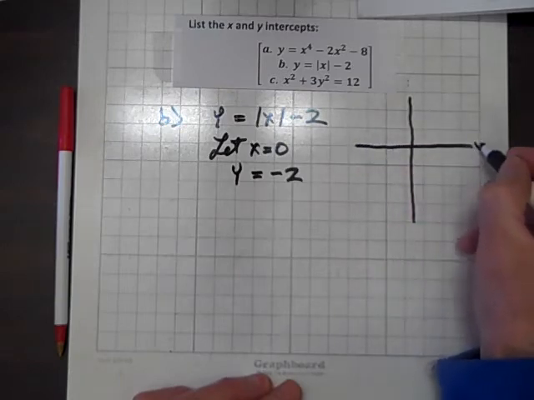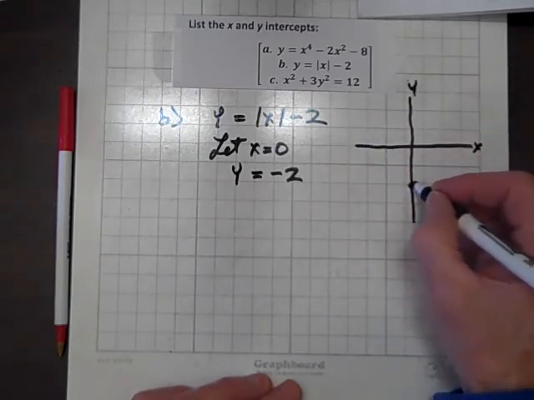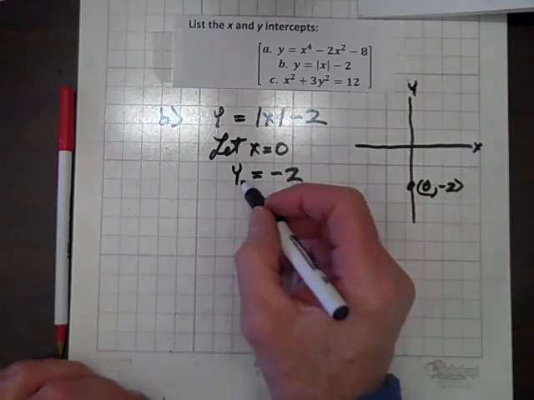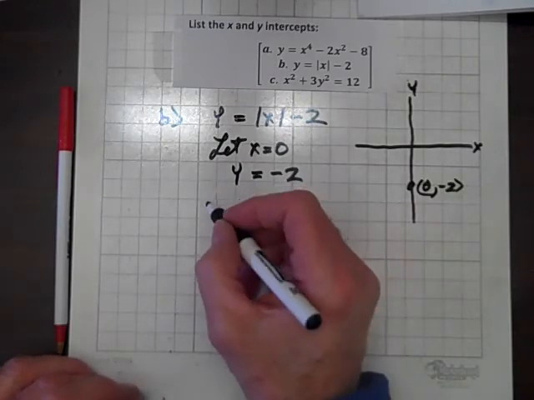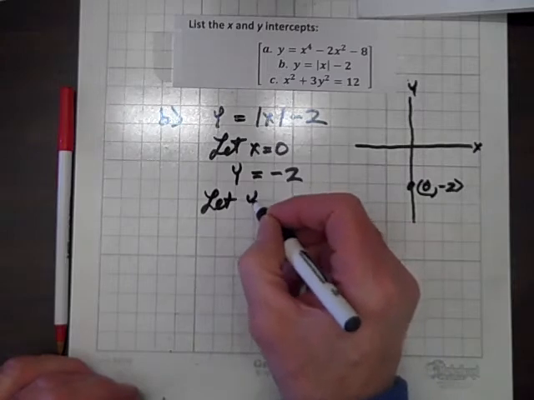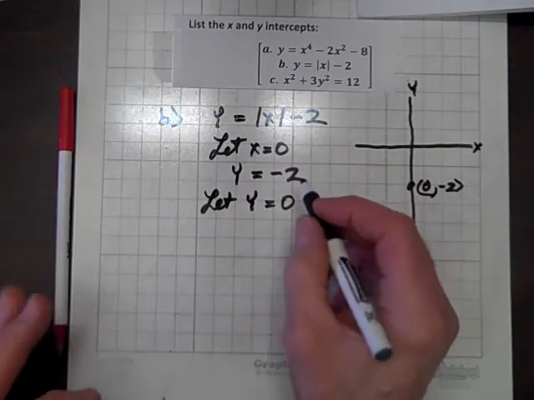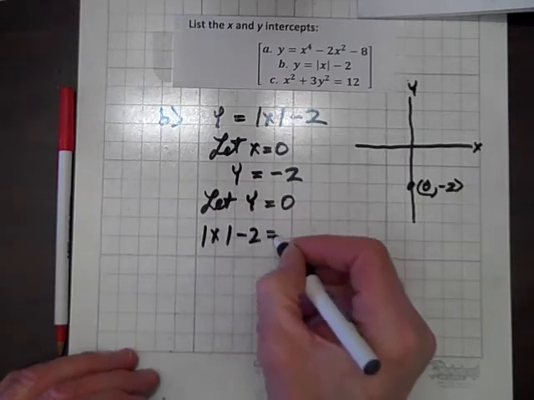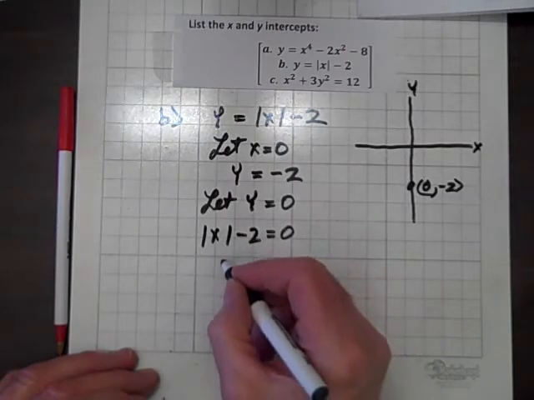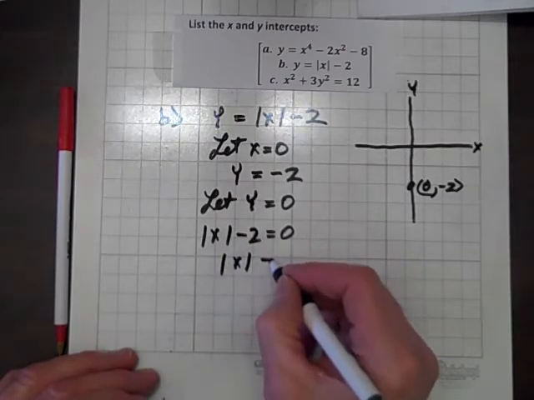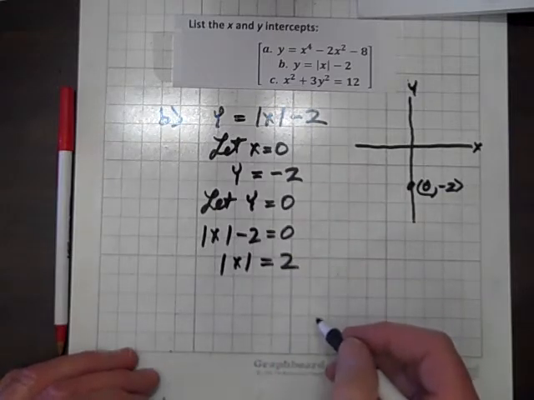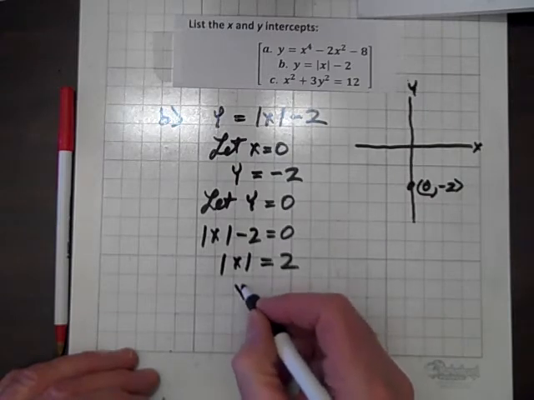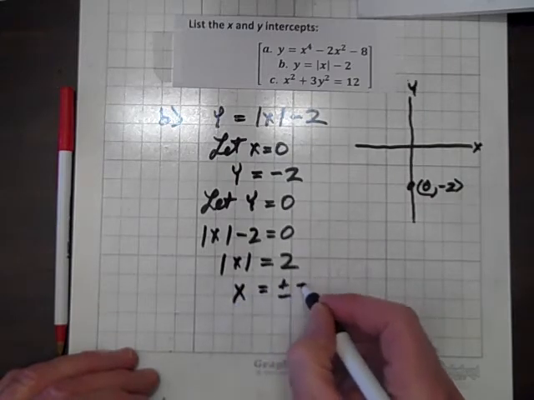So go down here to 0, negative 2. Now to find the x-intercepts, we always let y equals 0. If that's the case, then the absolute value of x minus 2 equals 0. Solving for the absolute value of x, we'll add 2 to both sides, and we get the absolute value of x equals 2. And the solutions for that are x equals plus or minus 2.